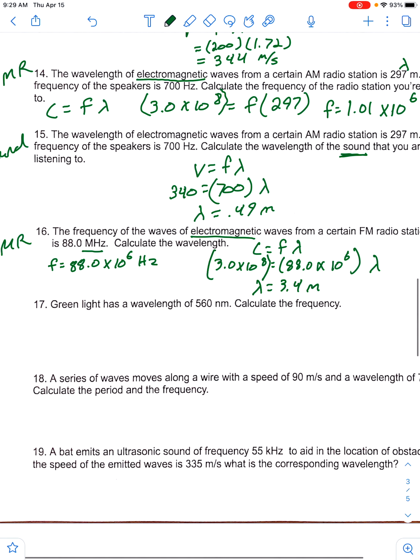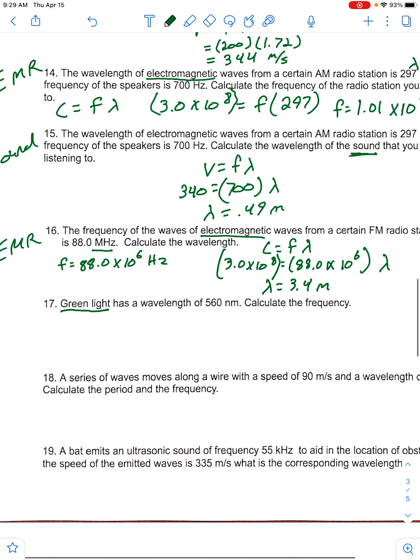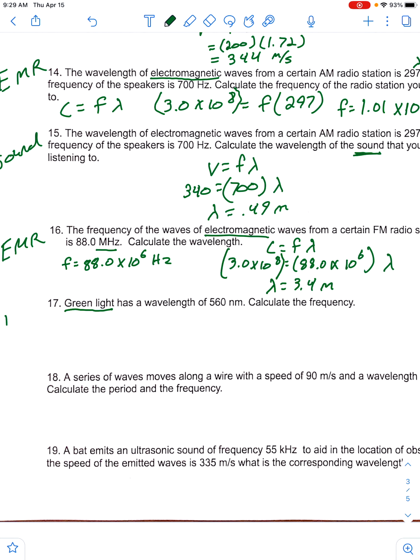So 17, green light has a wavelength of 560 nanometers. I'm going to underline this green light. Light is a part of visible light, which is an EMR wave. So that means we're going to be using c equals frequency times wavelength. But if you look, your wavelength is in nanometers. You can't have that. So nano is on that chart. It's 10 to the negative 9. So we're going to throw on 560 times 10 to the negative 9.